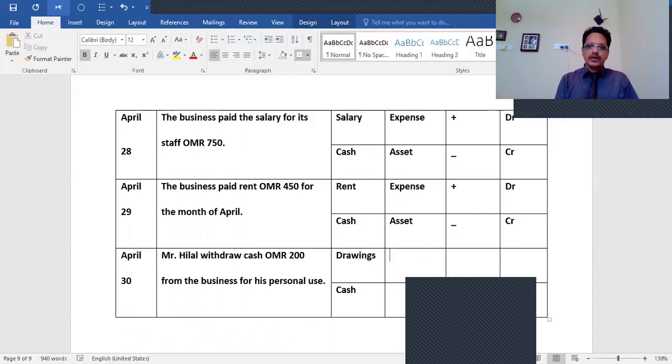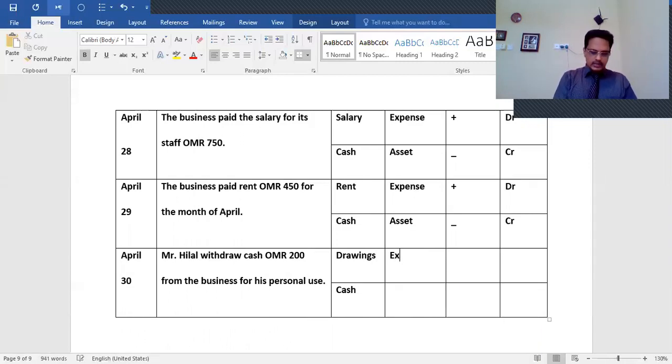Drawings can be considered as a payment, or it can be treated just like an expense, and cash is an asset. So your expense is increasing whenever you make drawings. It can also be interpreted in a different way: drawings may be a decrease in capital or equity. So I will explain both ways. Expense is increasing, and if cash is going out, your cash or asset is decreasing. So expense increasing means debit, and cash decrease means credit.